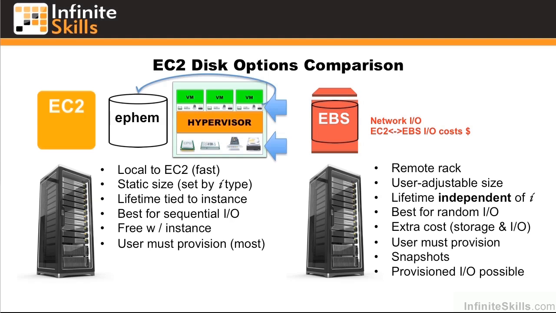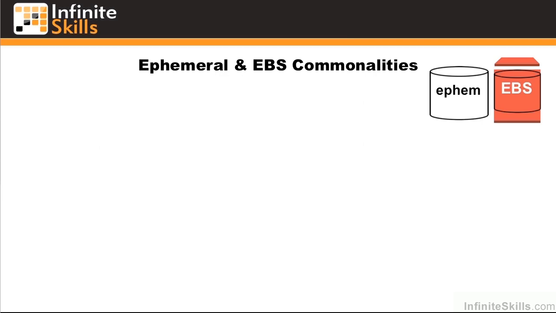One thing to think about: you would think that the EBS volumes are overall slower since they exist in another rack, but because these EBS volumes are so fast, they're actually comparable, in many cases faster, than the EC2 instance store. Let's look at some of the commonalities between these disk types.